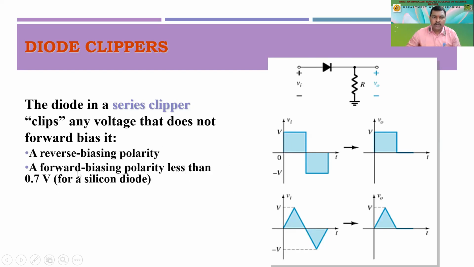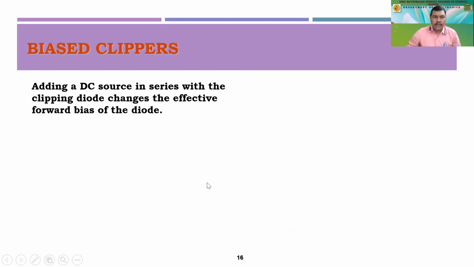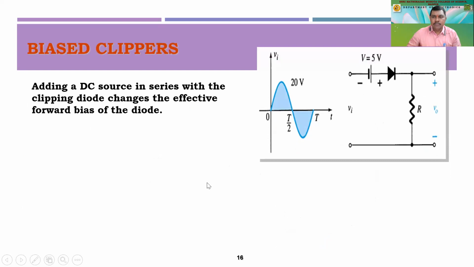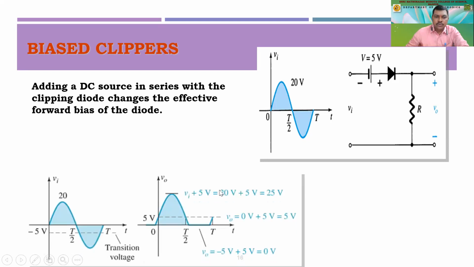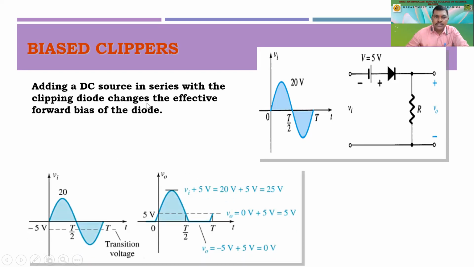So we have more circuits. Reverse biasing polarity, the forward biasing polarity less than 0.7 volt for a silicon diode, and 0.3 for germanium. Okay, so biased clippers are there. Biased clippers means we can put a voltage over here and accordingly we get the output voltage we want, right? Those are called biased clippers. Adding a DC source in series with the clipping diode changes the effective forward bias of the diode, right? So if it changes, then accordingly we'll have the output voltage like this.